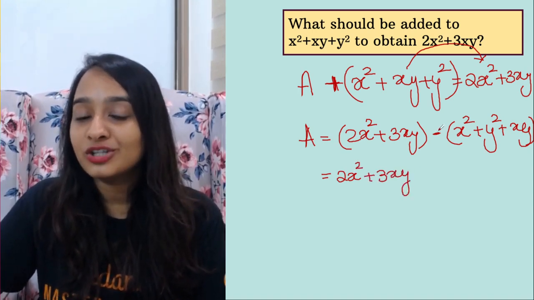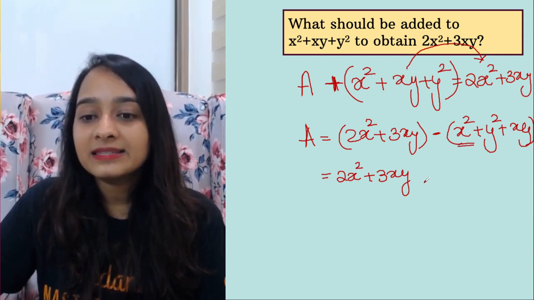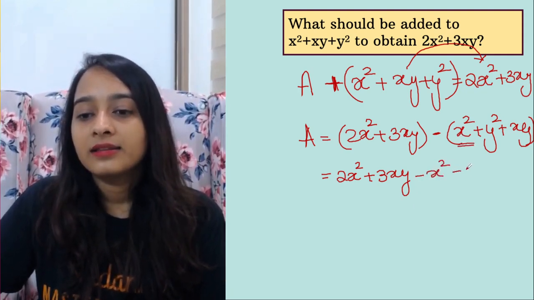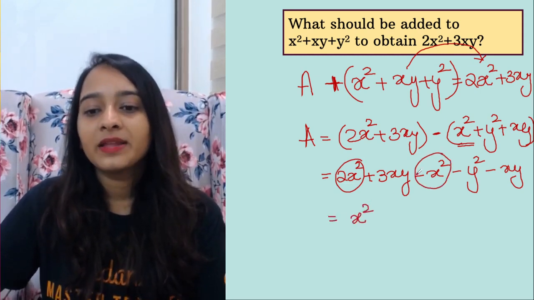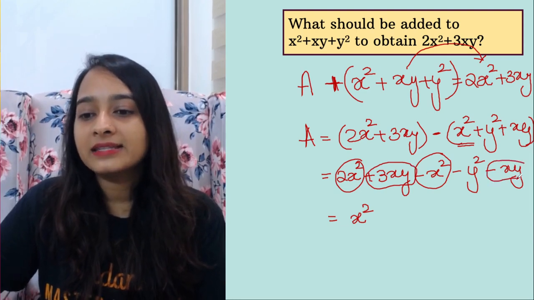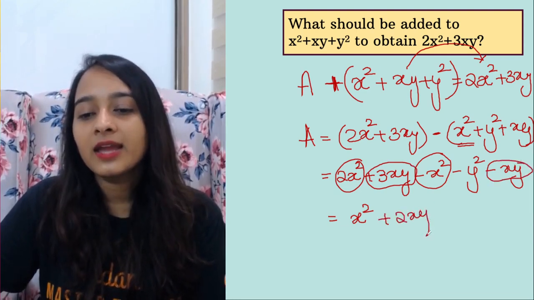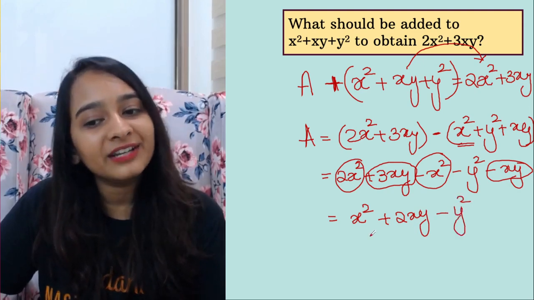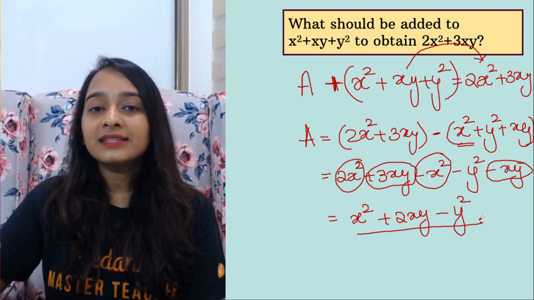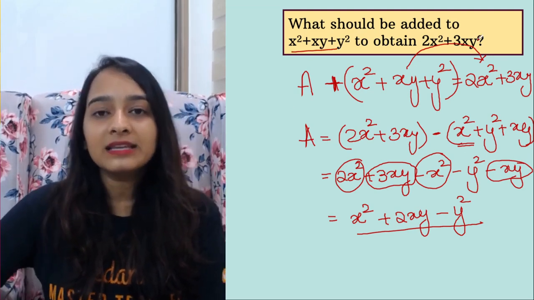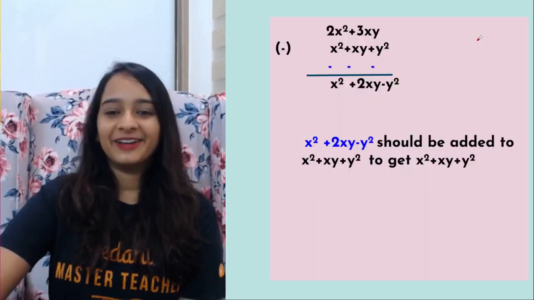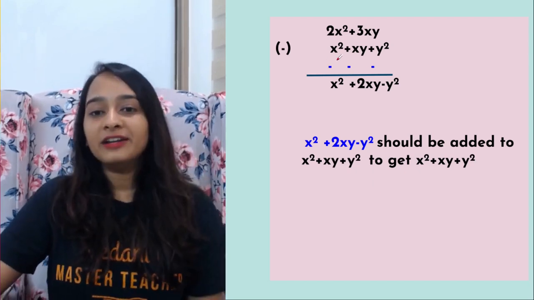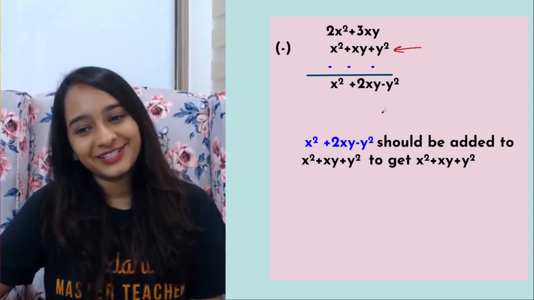Since you are subtracting, as I told you, the sign of every term will change. Plus x square will become minus x square. This will also become minus y square. This will also become minus xy. 2x square minus x square will give you x square. Plus 3xy minus xy, plus 2xy. Then minus y square does not have any term, so we will leave it as it is. So what is that expression that can be added to this to obtain this? It is x square plus 2xy minus y square. Okay, so this is how you will have to do it. The sign of every term sitting in the second row has to change.